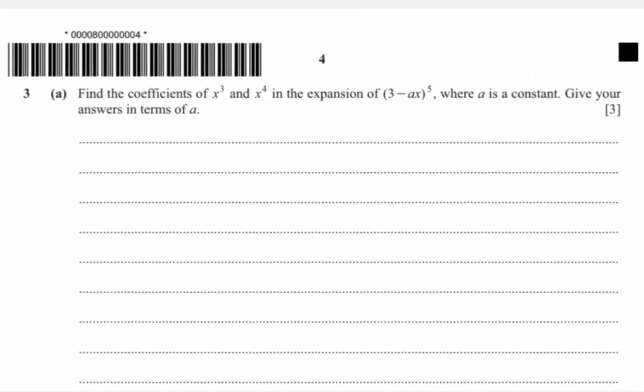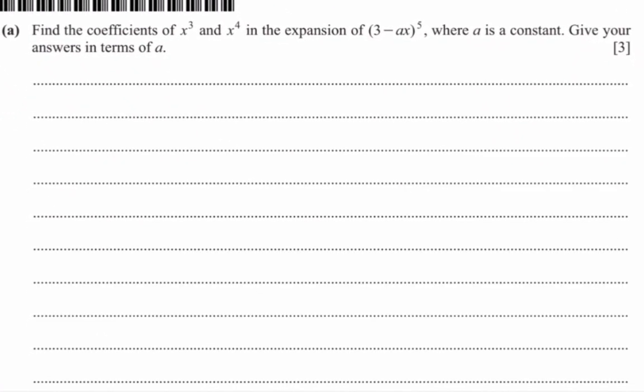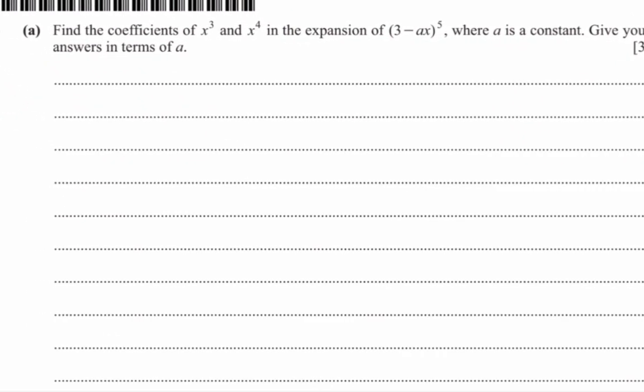And for the third question, it says find the coefficients of x to the power 3 and x to the power 4 in the expansion of 3 minus ax to the power 5, where a is a constant, and give your answers in terms of a.